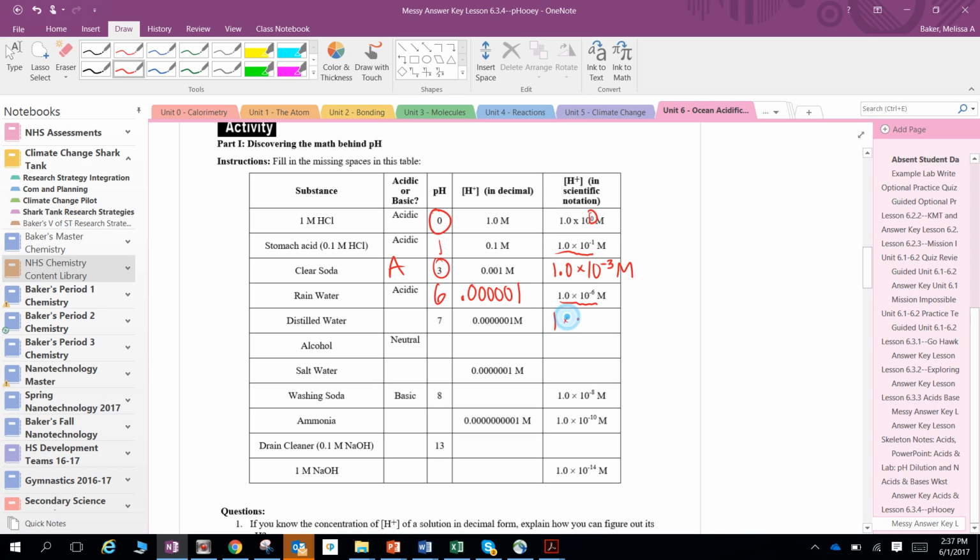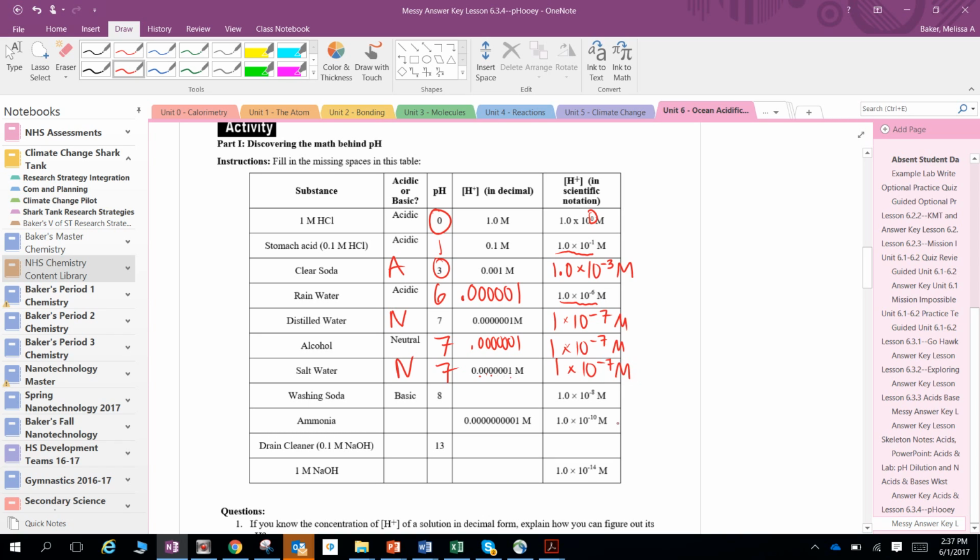The next one, distilled water, 1 times 10 to the negative 7th. That's neutral. And alcohol is the exact same. So there should be 6 zeros there. 1 times 10 to the minus 7th. And the next one is the exact same here. Salt water, also a pH of 7, neutral. 1 times 10 to the negative 7th.